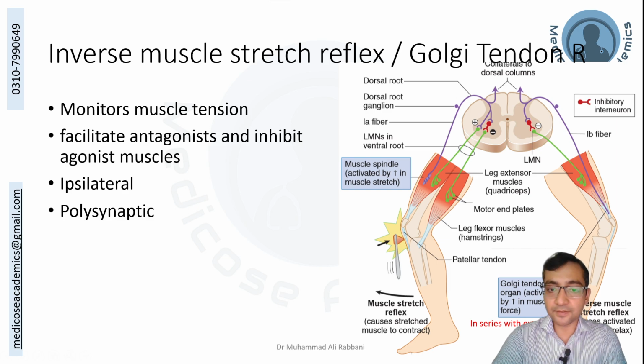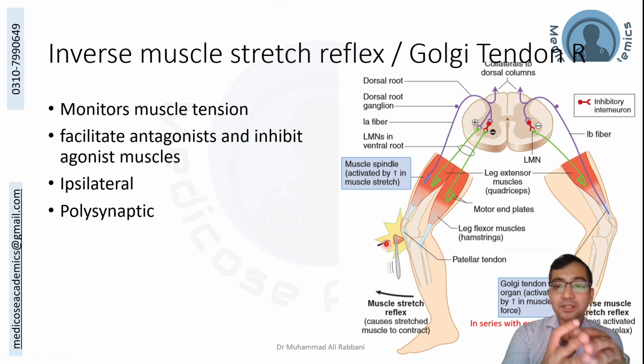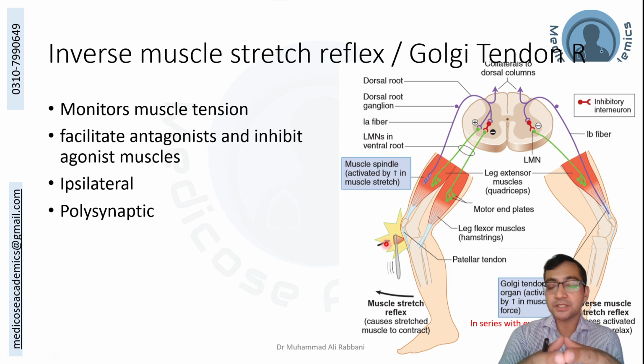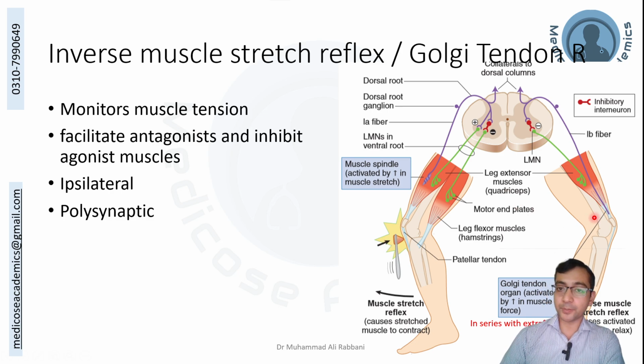Then there is the inverse muscle stretch reflex that occurs simultaneously when the muscle stretch reflex is occurring. That is also called the Golgi tendon reflex. The muscle stretch reflex was the response to high length. The inverse muscle stretch reflex is a response to high tension, the Golgi tendon reflex. It is shown in this part of the picture. When you're doing any physical work, constantly pushing against any particular pressure, the muscle tension will go on increasing.